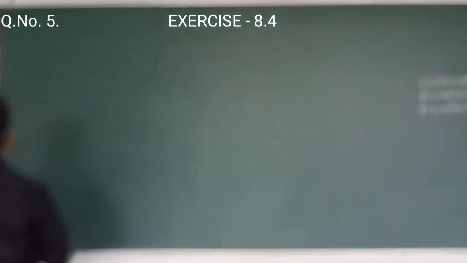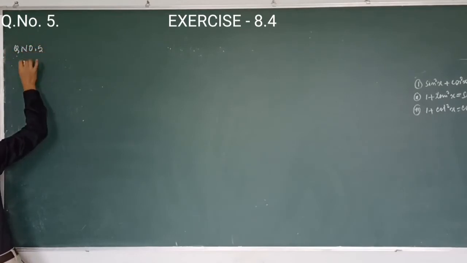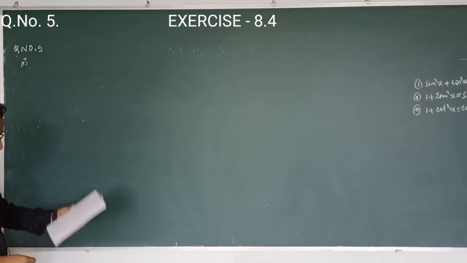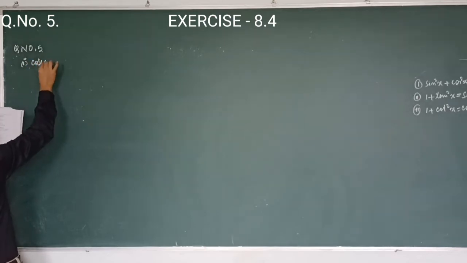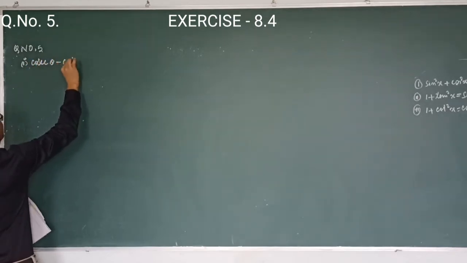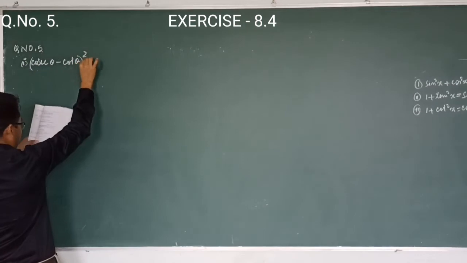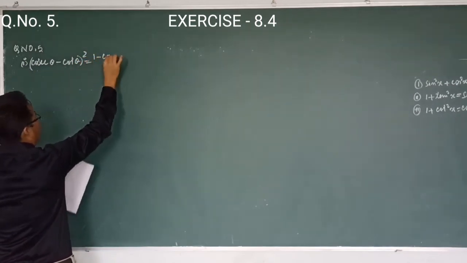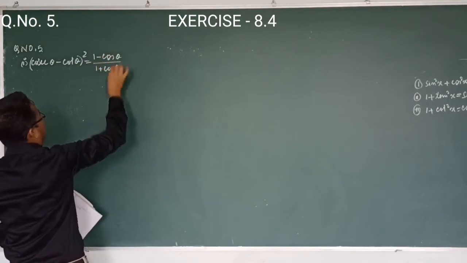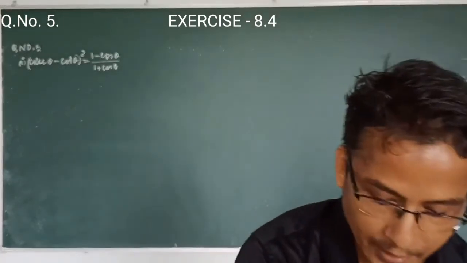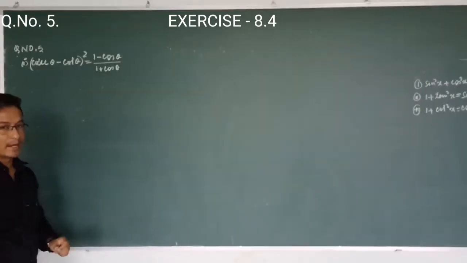Let's see from Roman number 1. Question number 5, Roman number 1: cosec theta minus cot theta whole square equals (1 minus cos theta) by (1 plus cos theta). So we take the left hand side and we are going to prove the right hand side.